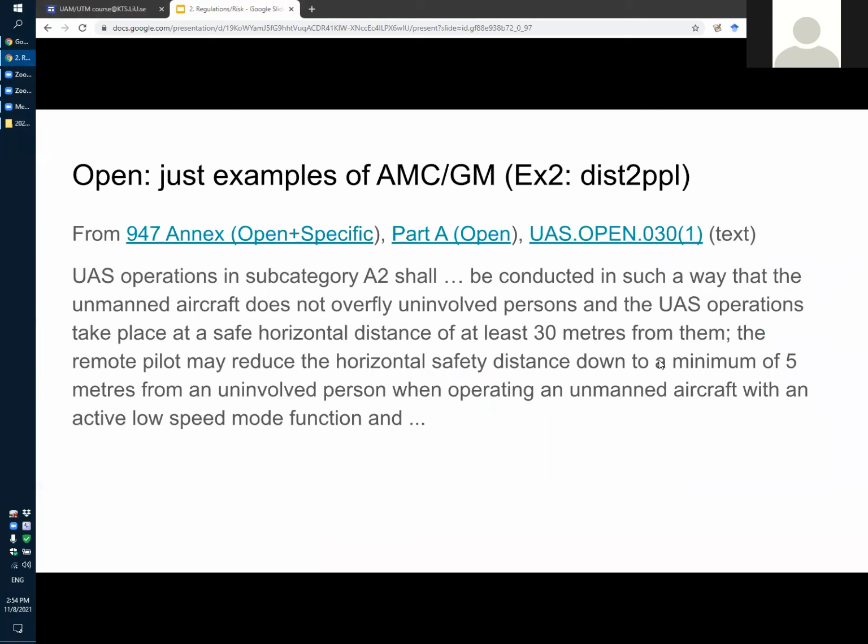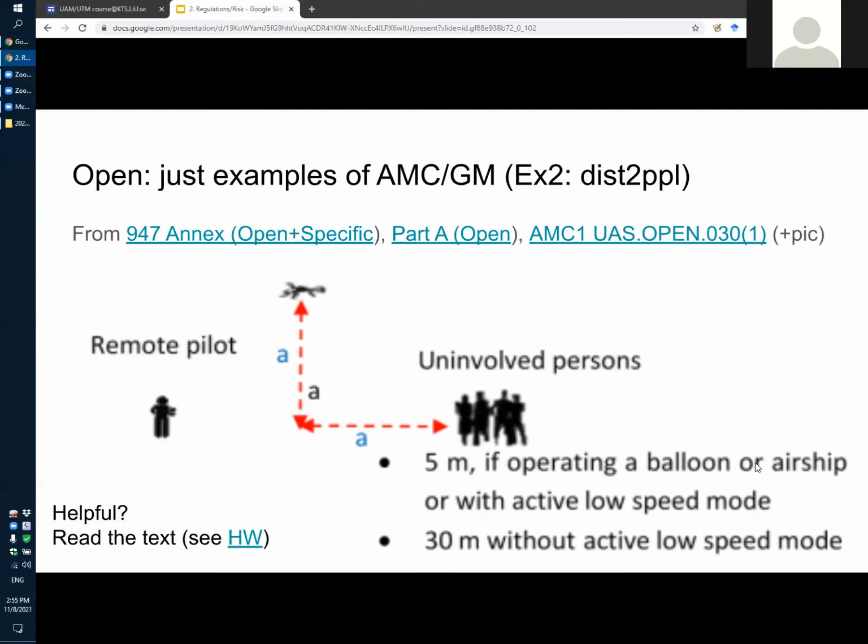Okay, another example, a similar one, distance to people. Again, there is some regulation with some text, how far you should stay from people. And unlike the previous one, which was this general provisions, this applies to subcategory A2. I don't want to go into details what subcategory A2 of the open drones is. Go into the regulations, find what they are. Now you know that there are subcategories. You will see what are the characteristics to go into subcategory A2. But anyway, for this subcategory, yeah, there are some regulations on how far you should be from people.